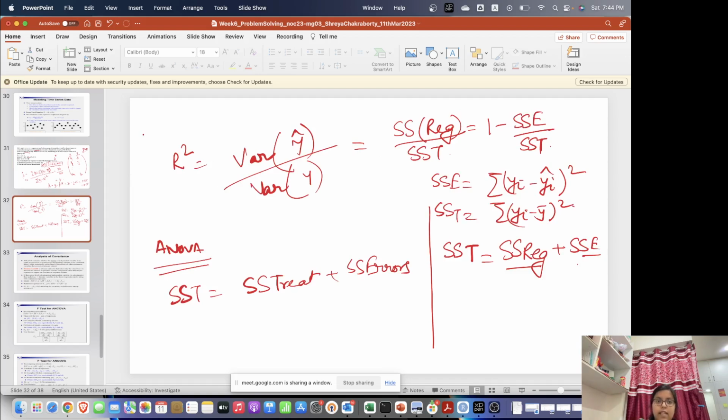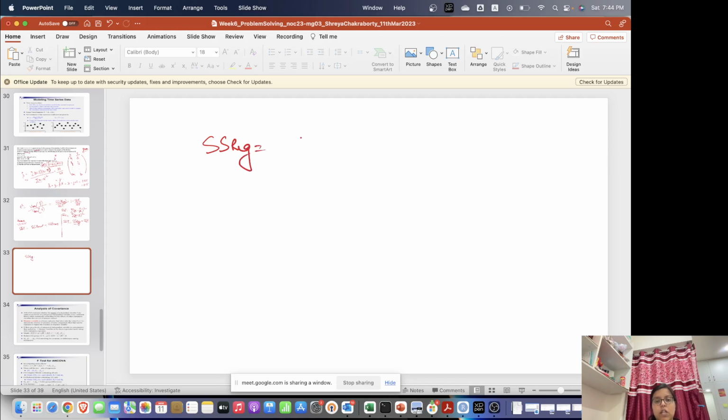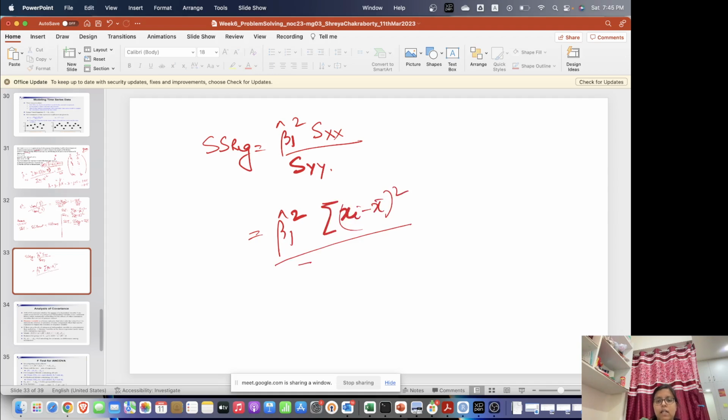But it can be shown, and I am not showing it in the interest of time, that the sum of squares due to regression is beta 1 hat square times summation xi minus x bar whole square, and the summation due to errors or residuals is the remainder.